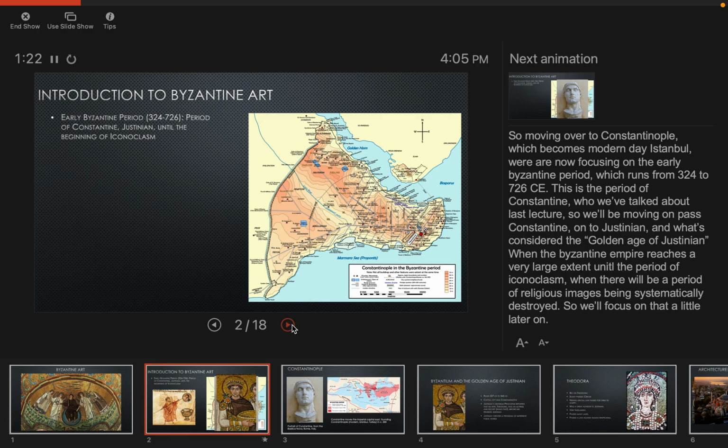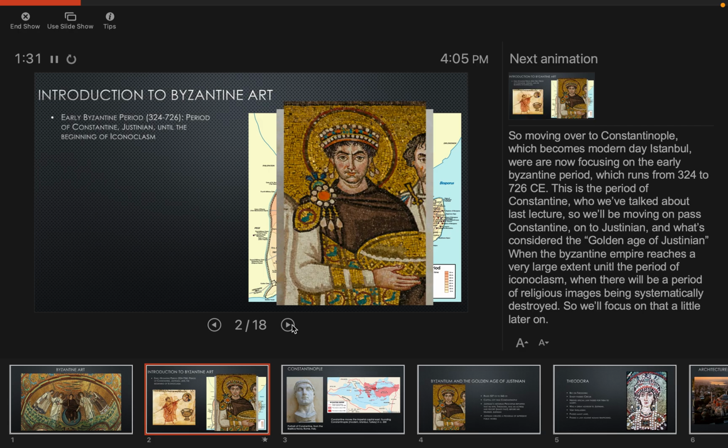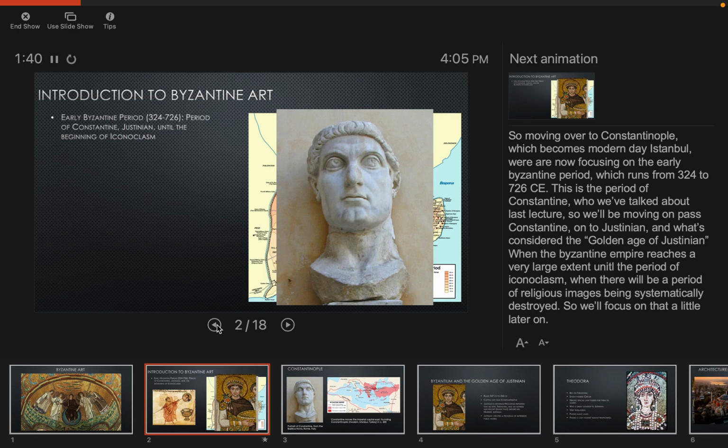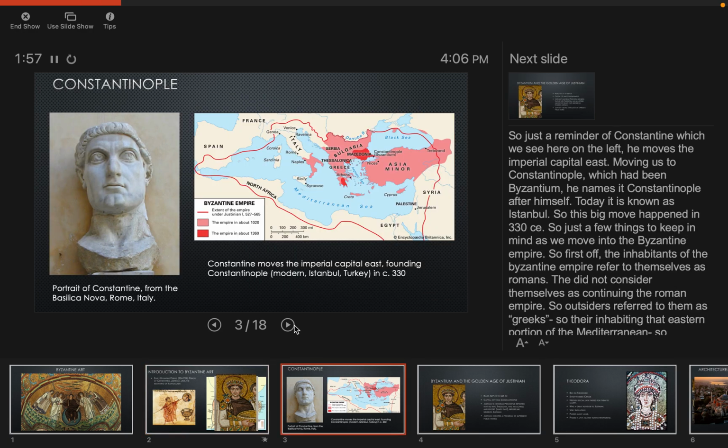iconoclasm. Here we have a map of Constantinople. There's Constantine. There he's depicted in, or that's actually Justinian, not Constantine, or Constant, yes, Constantine. And then there's Justinian. And then we have images of iconoclasm, so images of early Christian art or Christ are being destroyed. Just a reminder of Constantine, which we see here on the left.